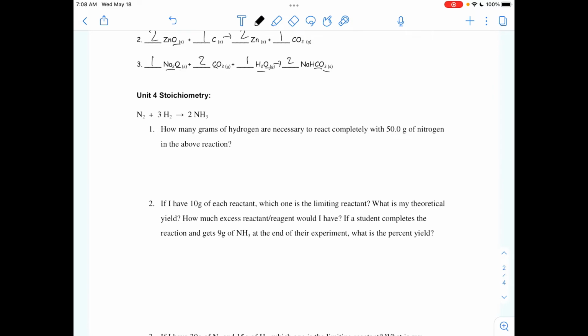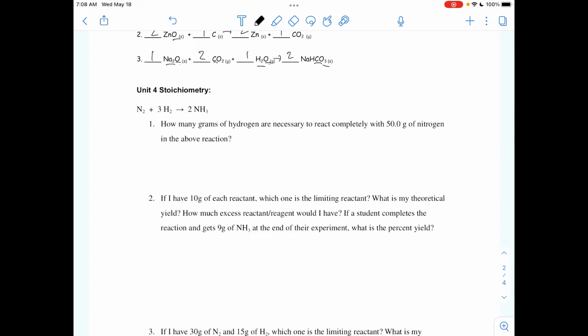Okay, stoichiometry, unit 4. There were mole problems, but no stoichiometry problems, so I wanted to run through a few of those with you. Number 1 is a stoichiometry problem, not a limiting reactant problem. It's just asking how many grams of hydrogen react with 50 grams of nitrogen. So I have 50 grams of nitrogen, and I want to find how much hydrogen I would need to react with that. Basically I have to get my 50 grams of nitrogen into grams of hydrogen.